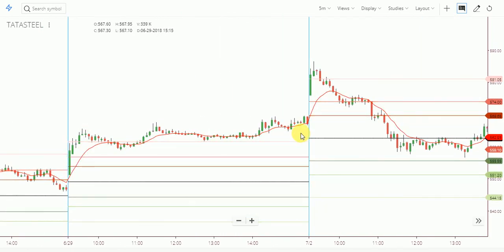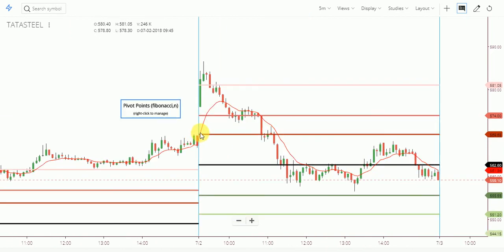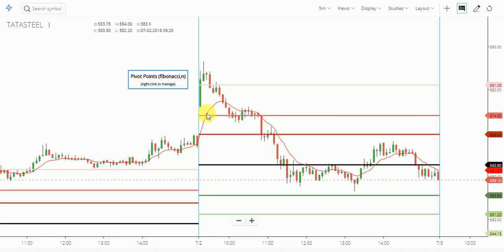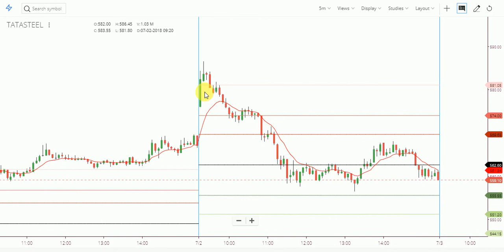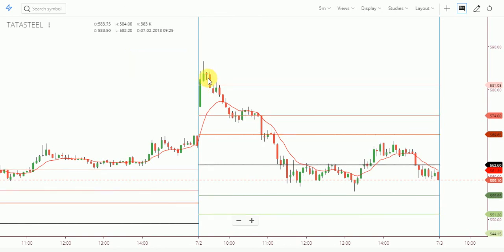Yesterday there was a full uptrend. The moving average was up, the market was up, and the market opened with a gap up. It broke through the support, R1 and R2, and then hit R3 directly, right? So here, such things are happening in our case.